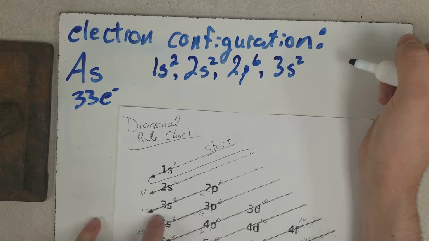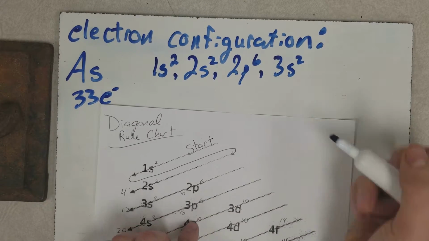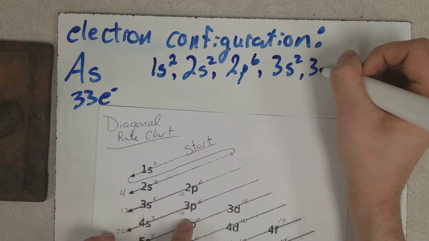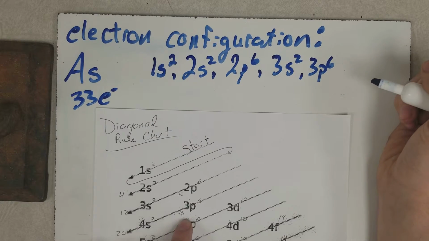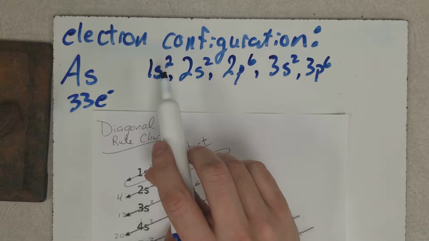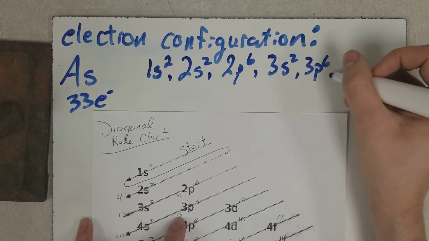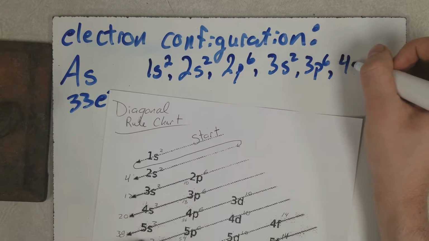At this point we've used 12 electrons. So we jump to the next one and move down. So 3p6. So far we've used 18 electrons, and that's what you get if you add up all of these little numbers up top. Then we move to the 4s2.